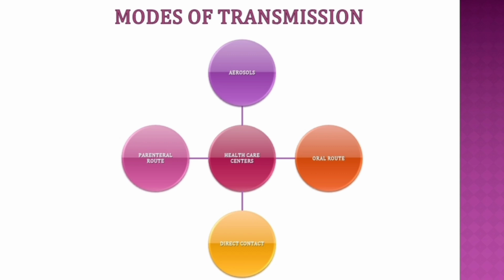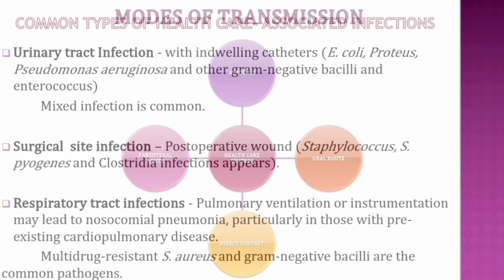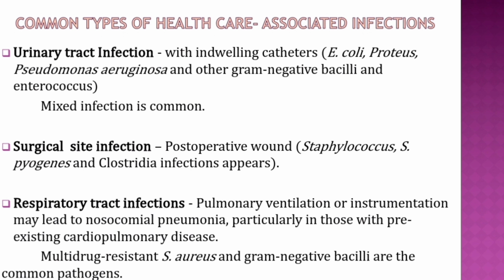Modes of transmission. Patients who are admitted to healthcare centers have a chance of developing nosocomial infection. In healthcare centers, the patient acquires the infection through aerosols, the oral route, direct contact and the parenteral route. Now we will talk about some common types of healthcare-associated infections. Urinary tract infection usually occurs with indwelling catheters. The agents responsible are Escherichia coli, Proteus, Pseudomonas aeruginosa and other gram-negative bacilli, and Enterococcus. Mixed infection is very common here.